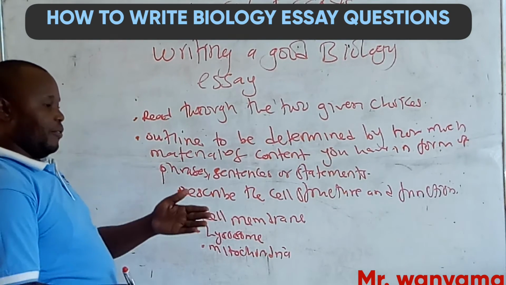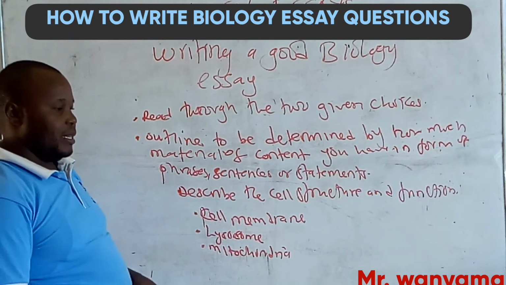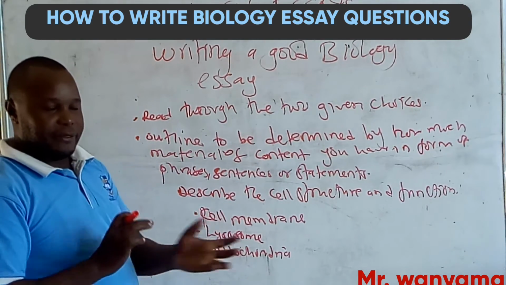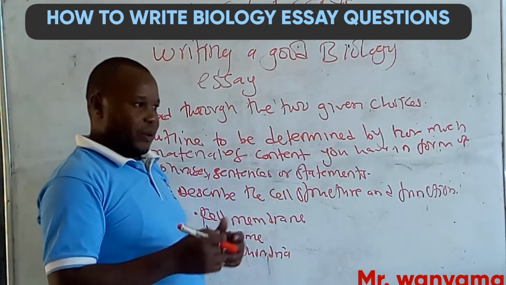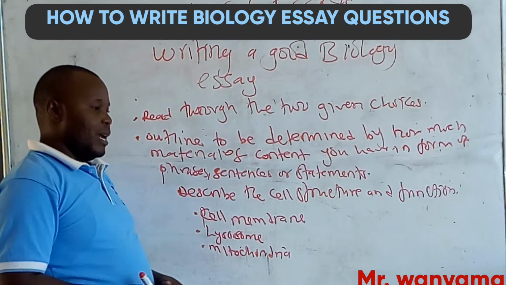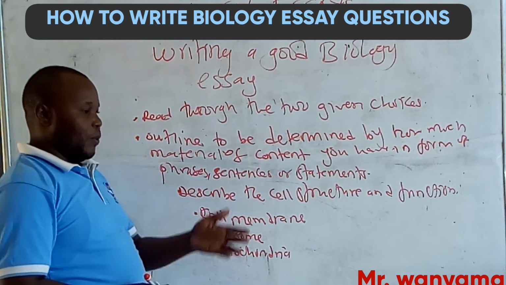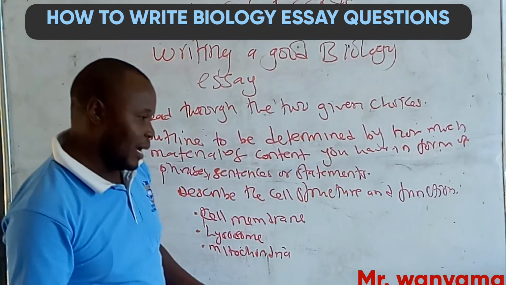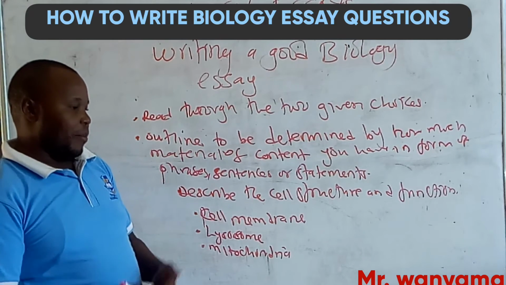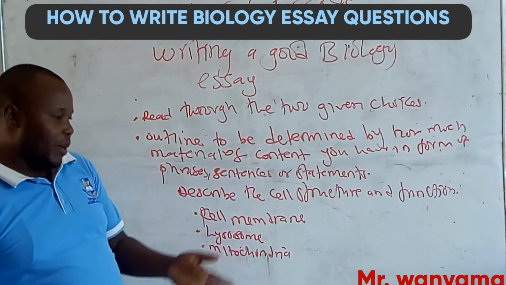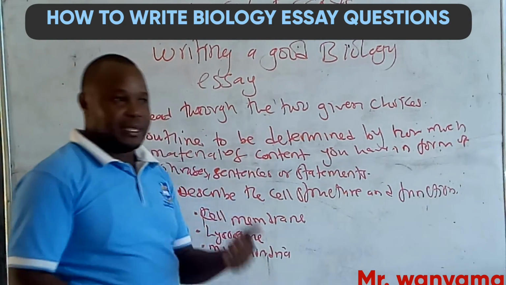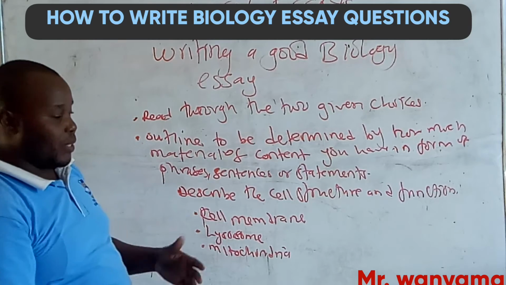Describe how xerophytes are adapted to living in their habitat. What are the key points that you're supposed to outline? Xerophytes are plants found in semi-arid or arid, dry areas where there's a problem of water. Outline keywords like deep roots, fleshy stems, needle-like leaves, reduced number of stomata, sunken stomata, waxy impermeable cuticle, small size, short life cycle, shallow and extensive root system, or reversed stomatal rhythm. Those are some of the points to outline.